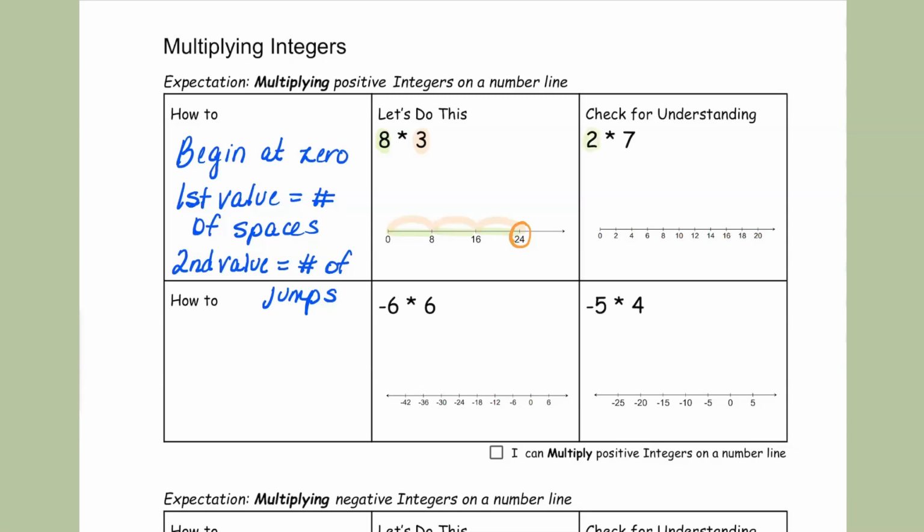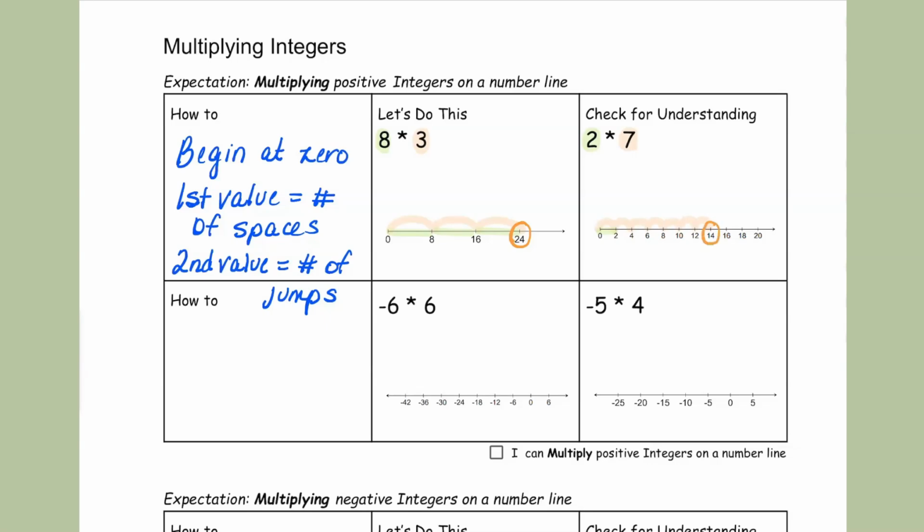All right, welcome back. How many times are we jumping? We're jumping 7 times, but what distance are we jumping? We're jumping a distance of 2. Does it matter if you choose whichever number first? It really doesn't. I just usually like to use the smaller number for my jumps.